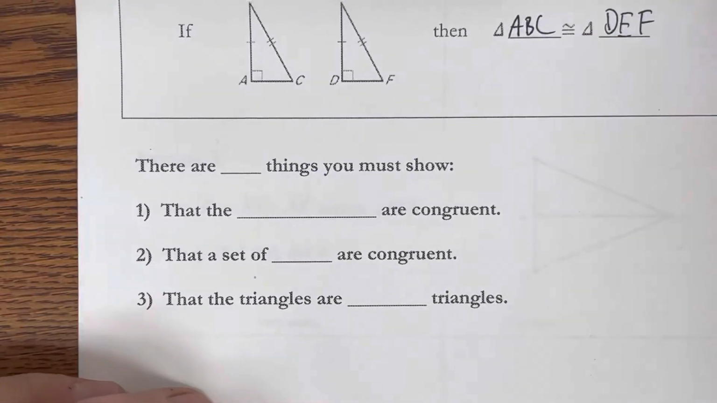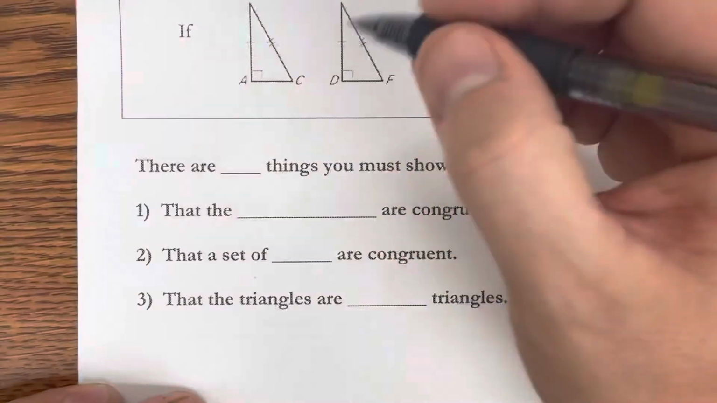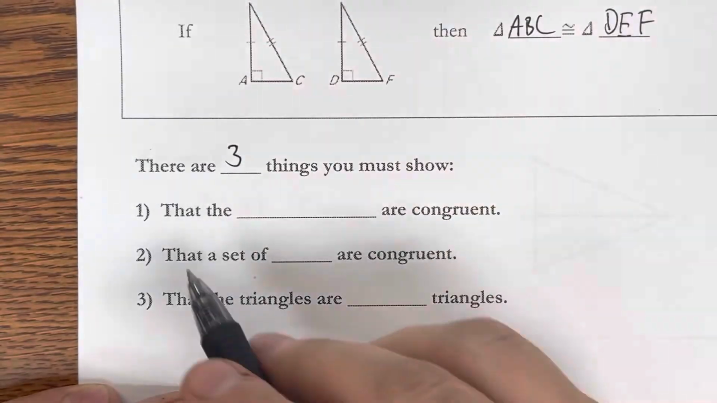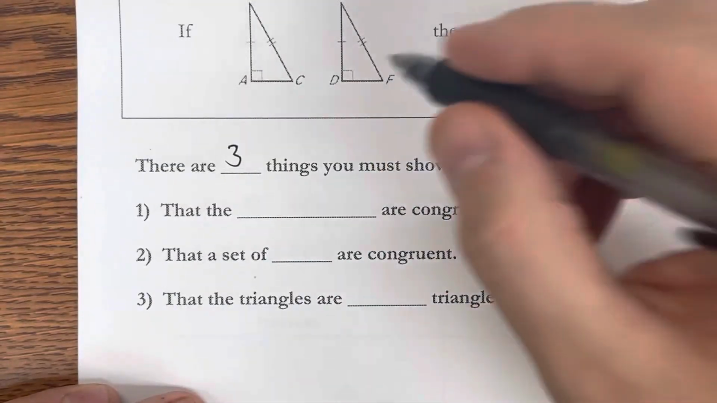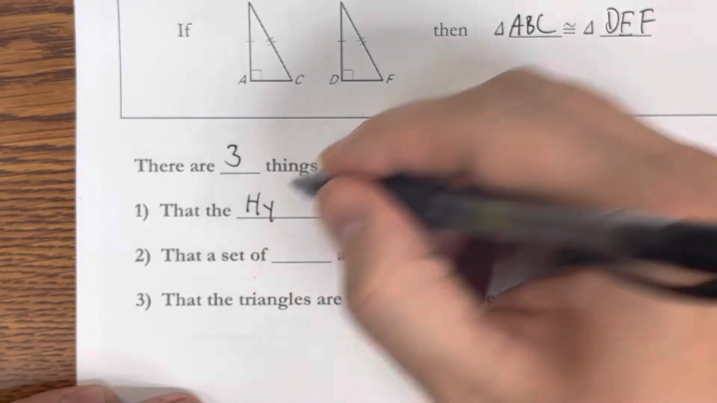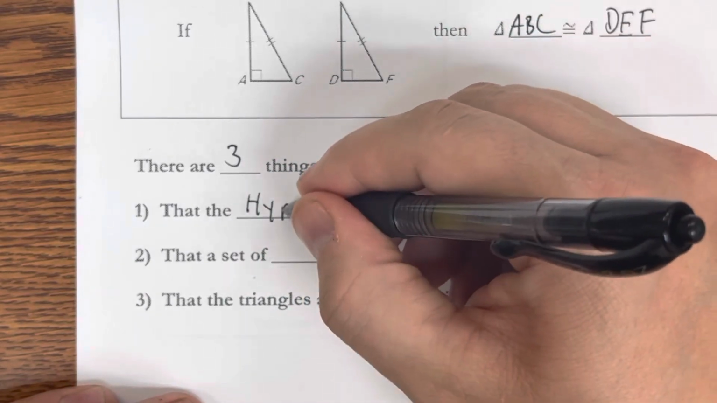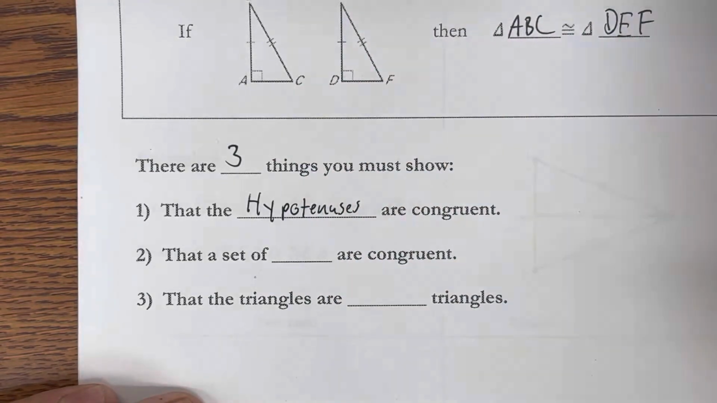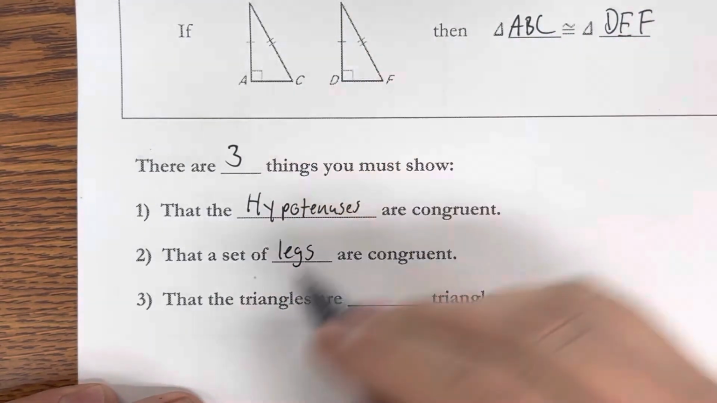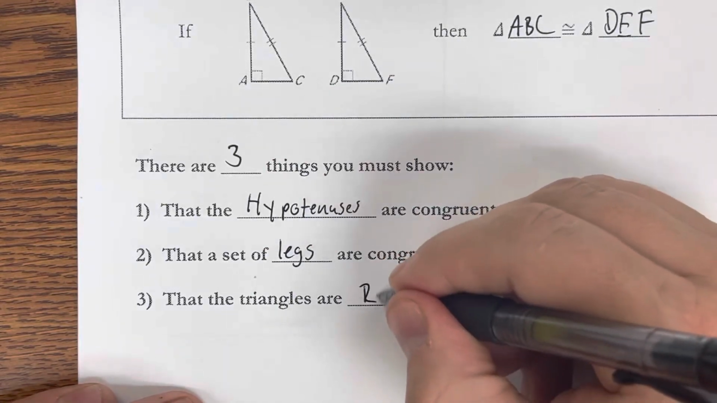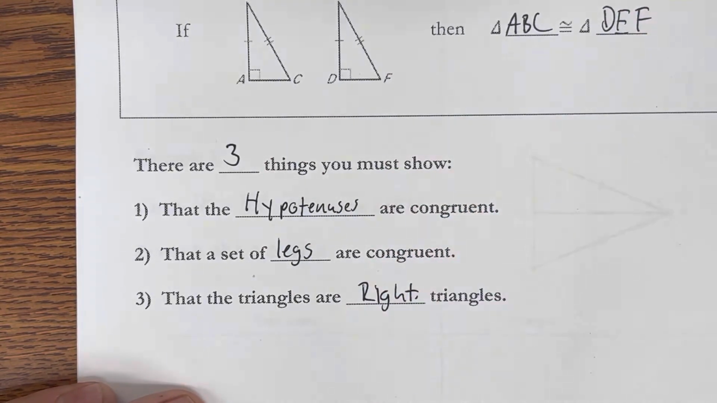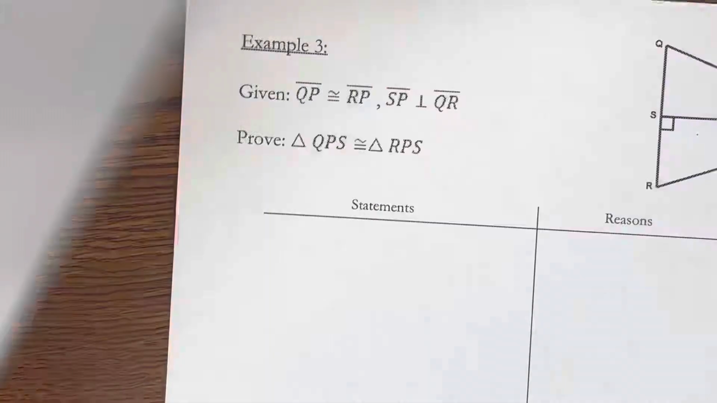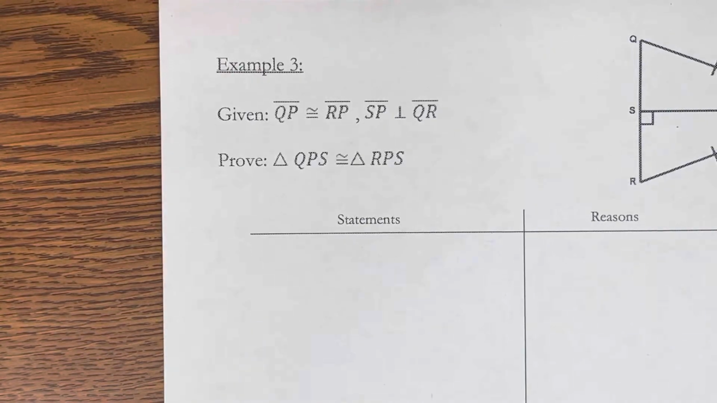So to use hypotenuse leg, there's three things we must show. First, I need to show that the hypotenuses are congruent. Then we have to show that a set of legs are congruent. And we also have to have right triangles. So we have to state that it's a right triangle in this process in order to use hypotenuse leg as well. Okay. So a couple examples here.